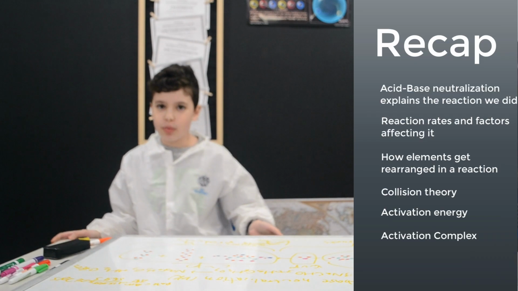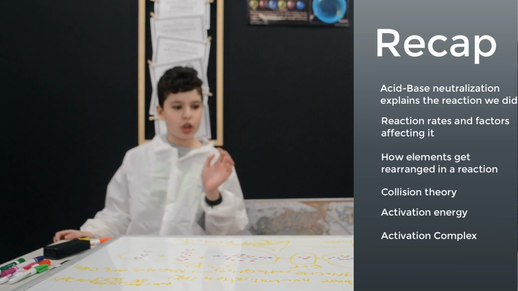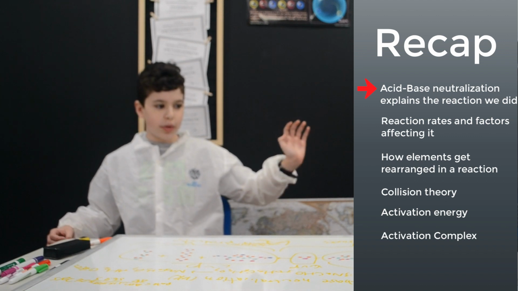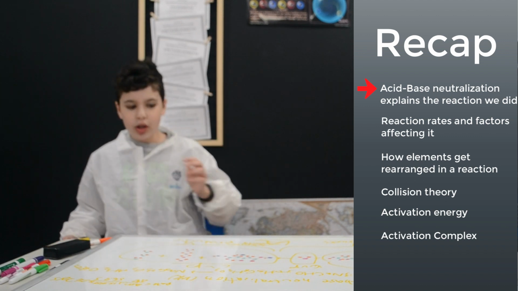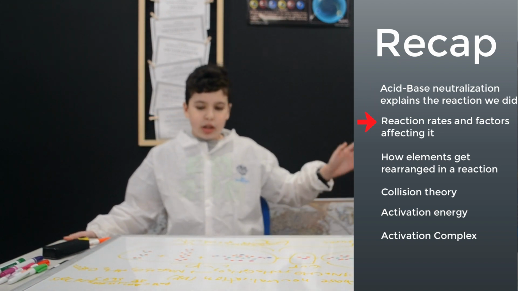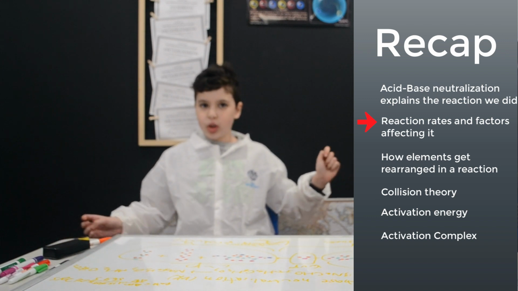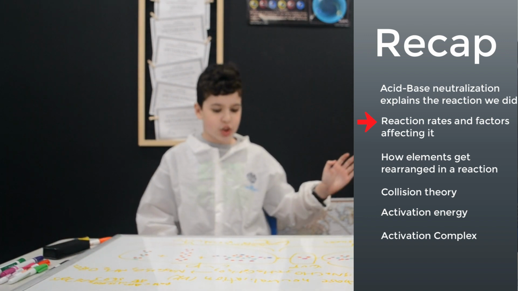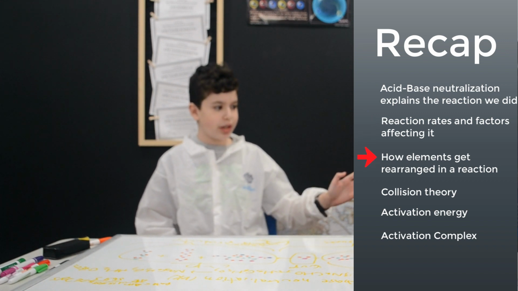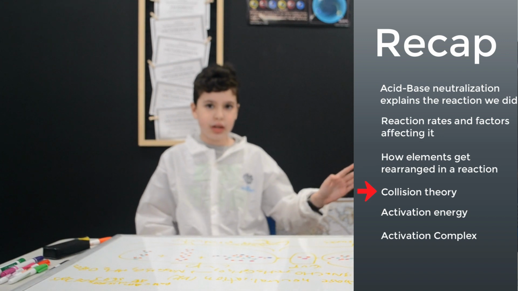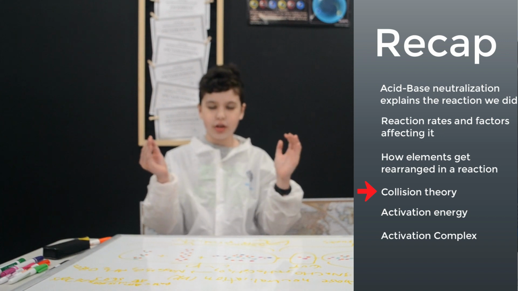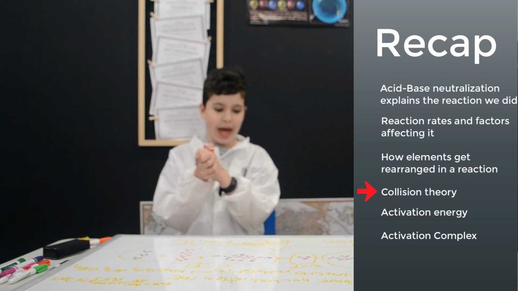So let's recap what we learned today. The first thing we learned about is that acid-base neutralizations were what's going on in the tablet and the cup. And we also learned about reaction rates. And by calculating the reaction rates, we also learned about the factors affecting reaction rates. We also learned about how elements can get rearranged, and the fact that collision theory says that particles need to collide with enough energy and the right orientation, like the clap that makes a reaction.